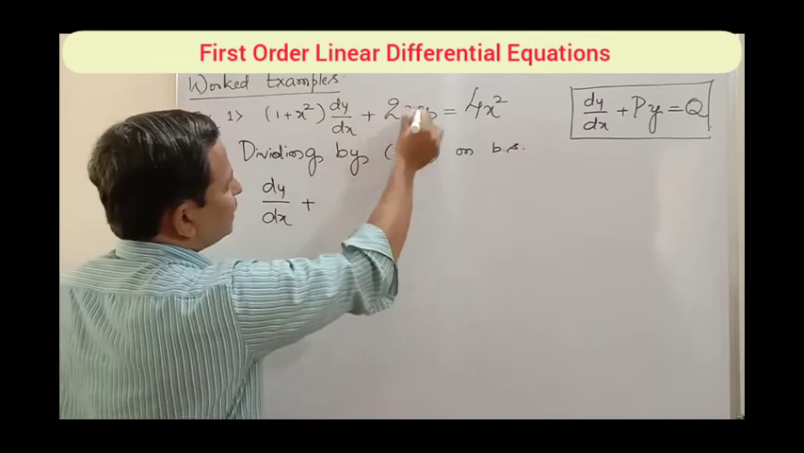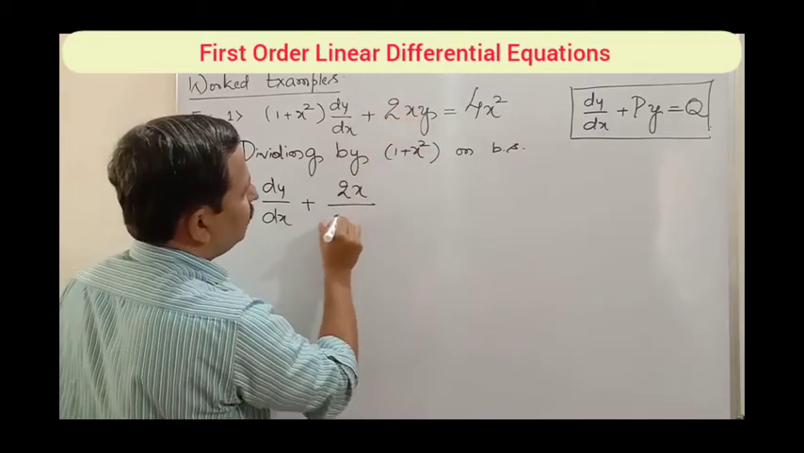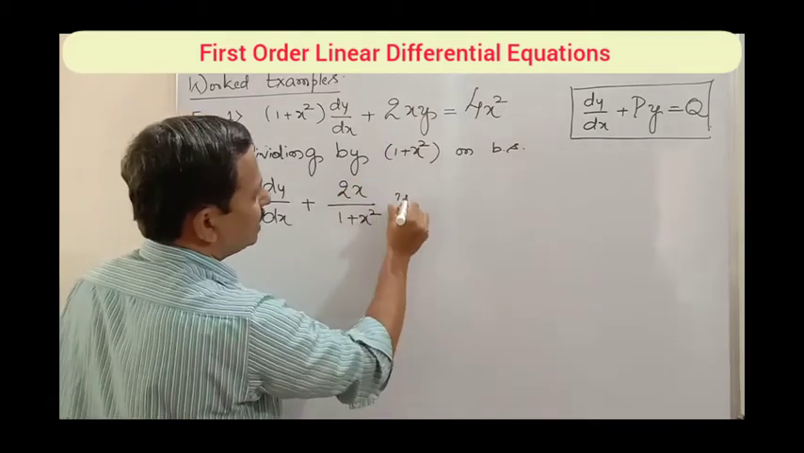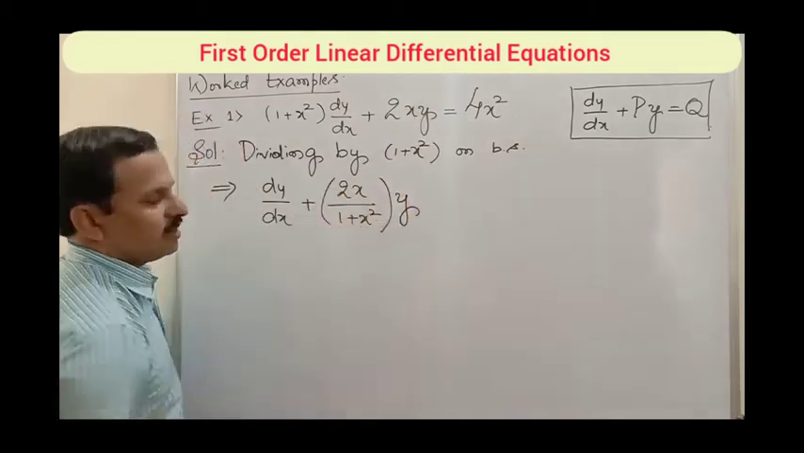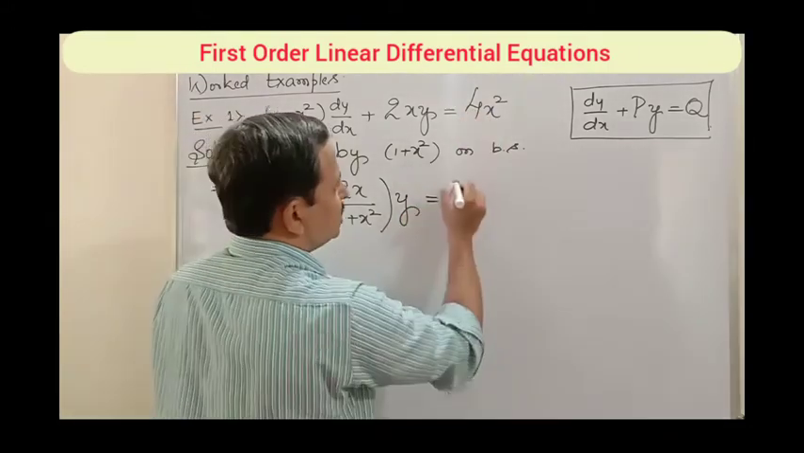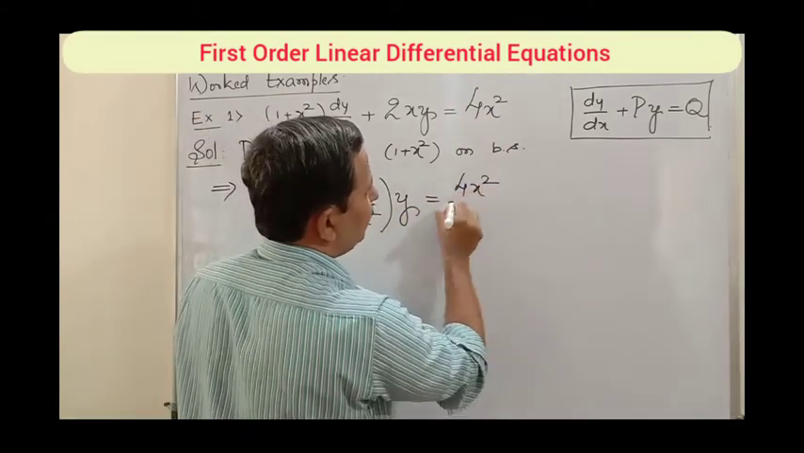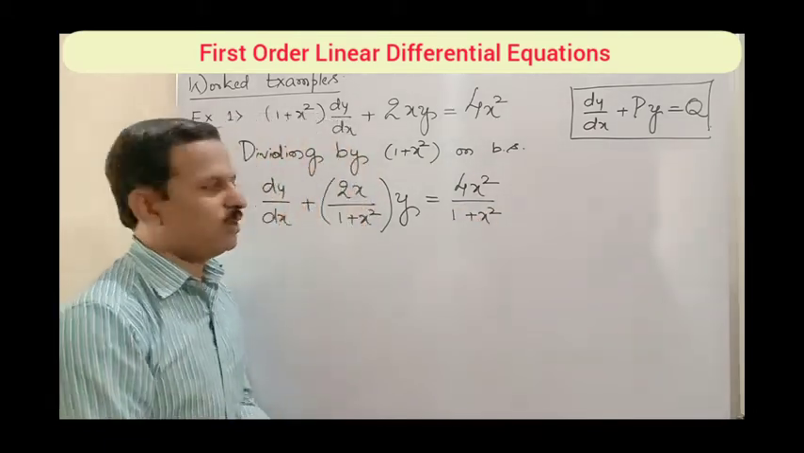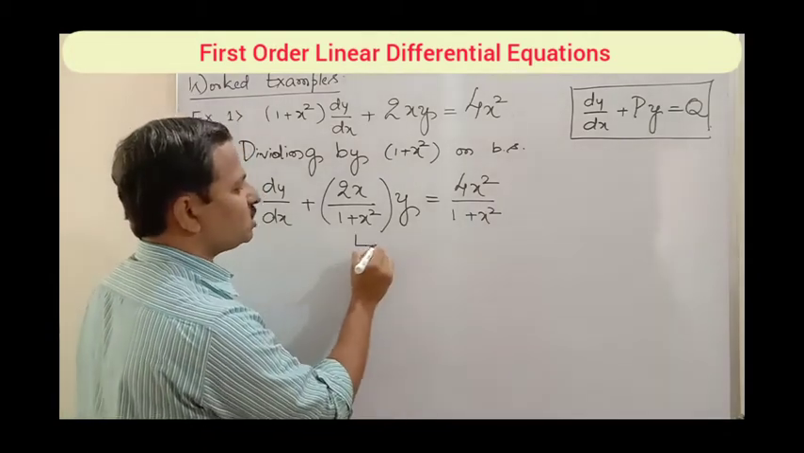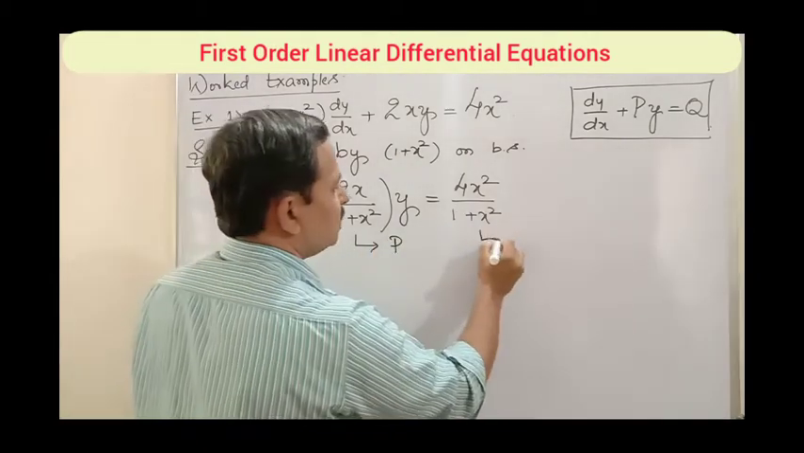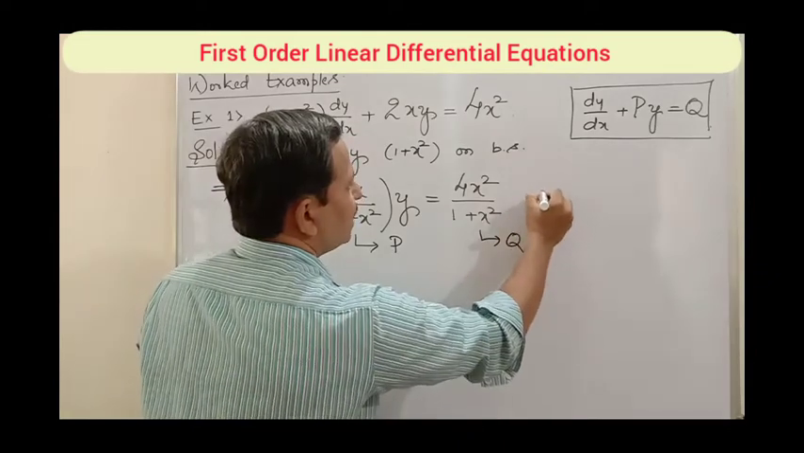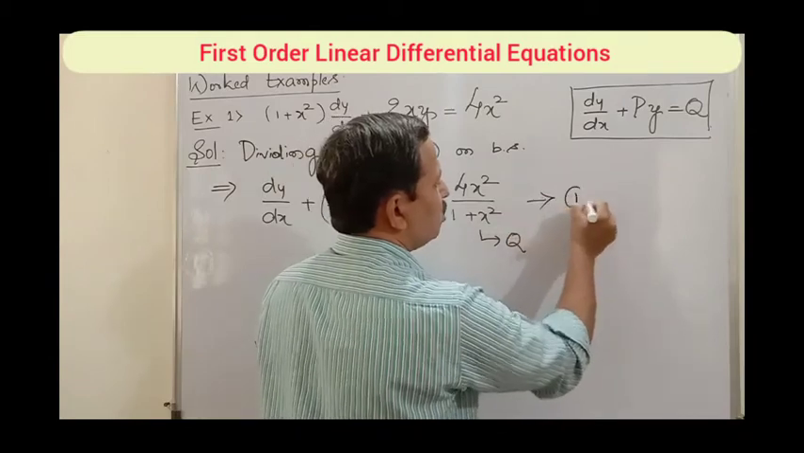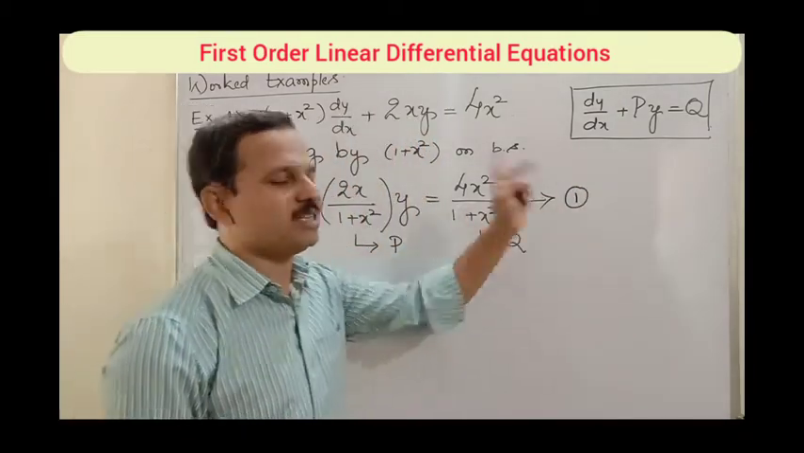plus 2x is already there. We are dividing by 1 plus x square, so it is 2x divided by 1 plus x square into this y as it is. I will write it outside the bracket. That is equal to, on RHS, 4x square divided by 1 plus x square, the factor we are dividing by on both sides. Now from this we come to know that this term is p, this term is q, and now it is in our standard format. Therefore it is a first order linear differential equation. Let us take it as equation number 1.